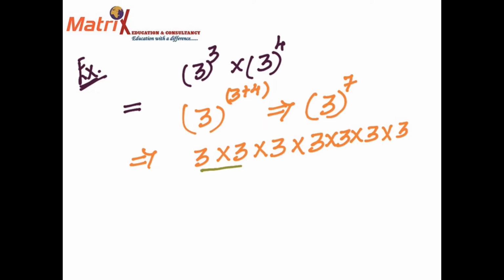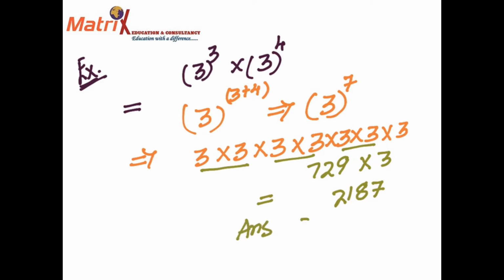Now write it like this. This becomes 9, 9, 9. 9 times 9 is 81. 81 times 9 is 729. We should know what 3 raised to the power of 6 is, because that's a very common number used in examinations. Now 729 times 3 is nothing but 2187. And your final answer is 2187.